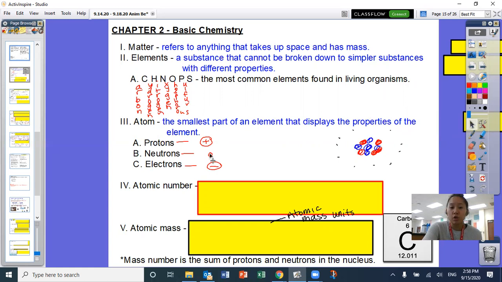Neutrons have no charge, zero charge, so they're neutral. Neutron, neutral, think of that. And electrons have a negative charge. So protons and neutrons are kind of big, and they're both found in the center right here. The blue and the red right here represent the protons and neutrons. They're found in the center of the atom, and when you add them together, you get the mass of the atom of that element.